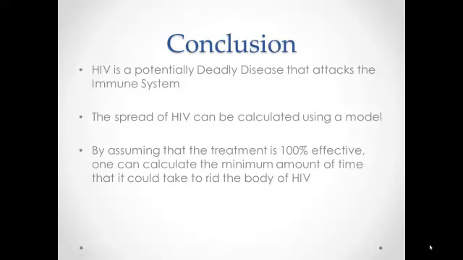In conclusion, HIV is a potentially deadly disease that attacks the immune system. The spread of HIV can be calculated using a model, which we discussed earlier on. By assuming that the treatment is 100% effective, one can calculate the minimum amount of time that it could take to rid the body of HIV. This model can be used for other viruses as well.